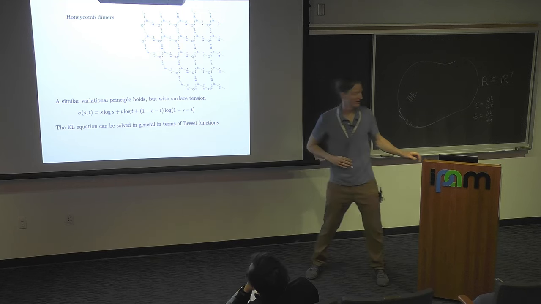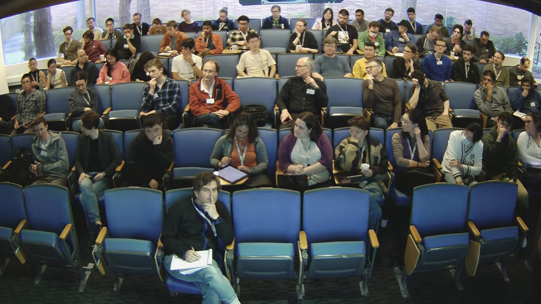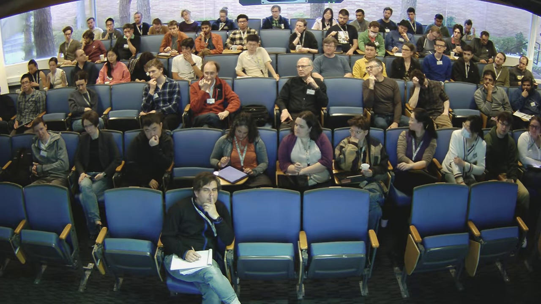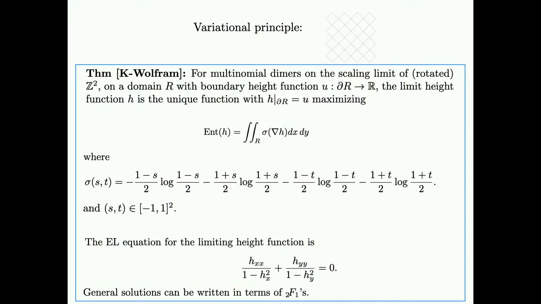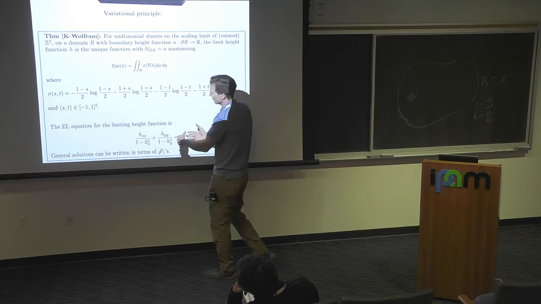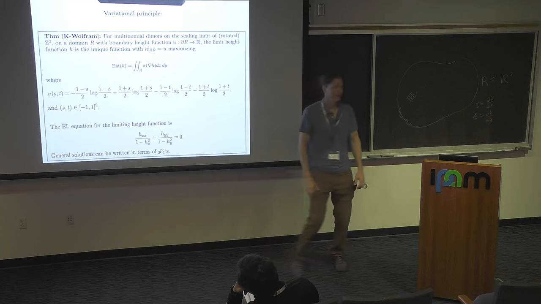So for the dimers, for the usual dimers, you have the same sort of result, but with different energies. Exactly. This was supposed to be an analog of the result of Cohn-Kenyon-Propp from the early 2000s about the actual dimer model, where you have a very similar statement with a different surface tension. The surface tension involves some dilogarithms in that case, and therefore the Euler-Lagrange equation looks different too.